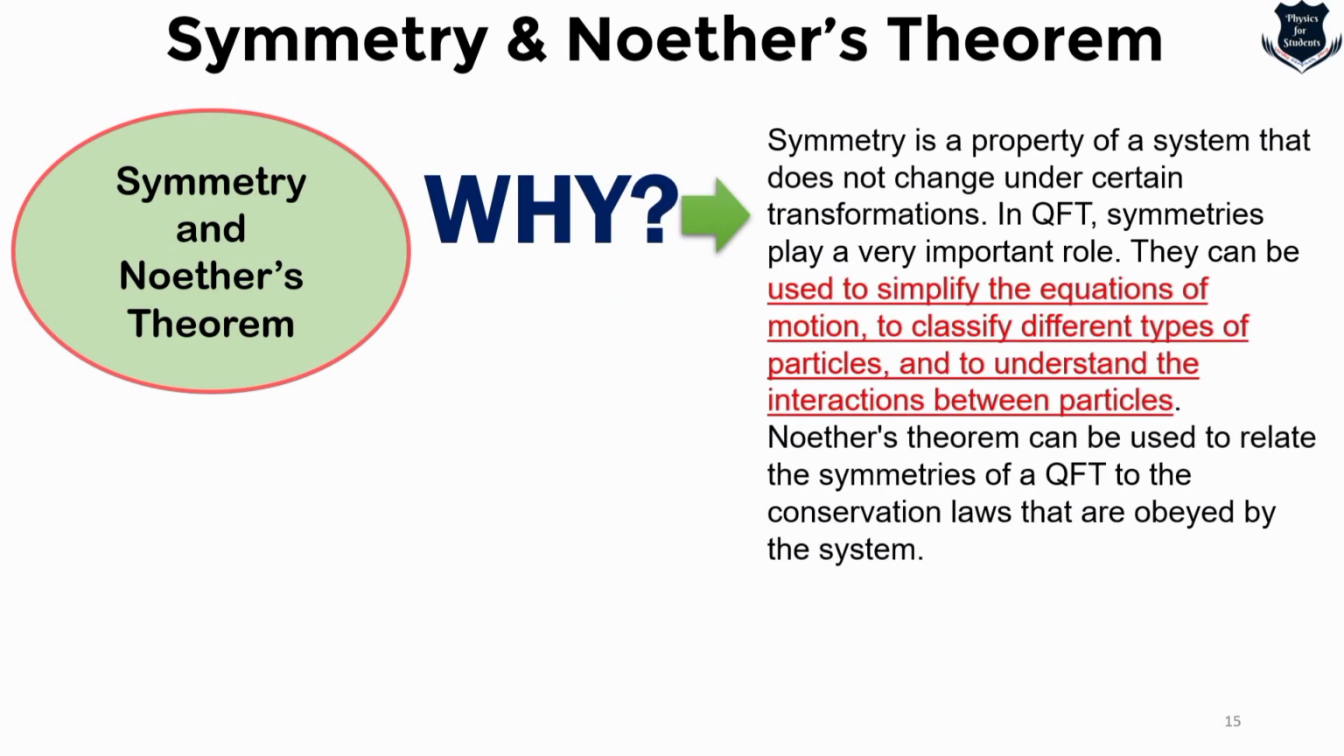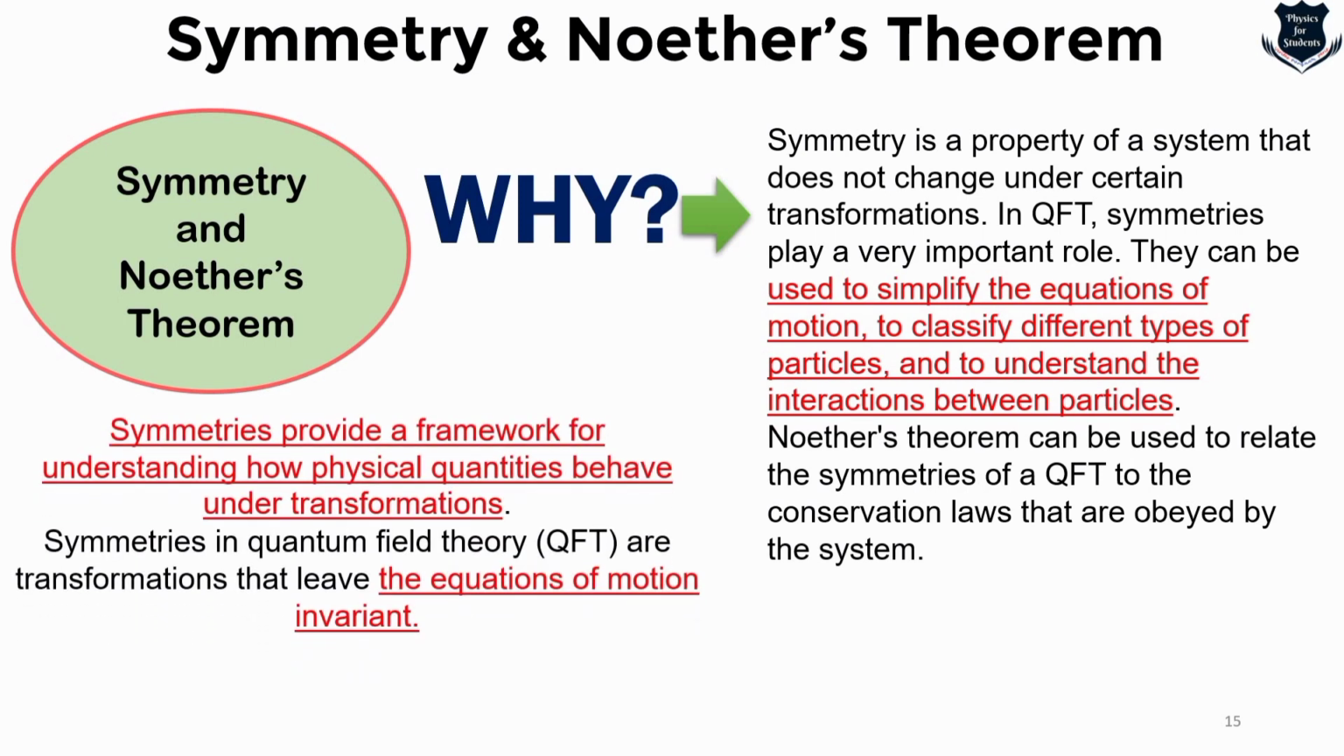Here is the answer. As I told you, symmetry is something which does not change under transformation, and symmetries can be used to simplify the equations of motion, to classify different types of particles, and the interaction between particles and fields. So we need to understand Noether's theorem. The reason is that it can be used to relate the symmetries which we deal with in quantum field theory. Also, this is important, symmetries provide a framework for understanding how physical quantities behave under transformation.